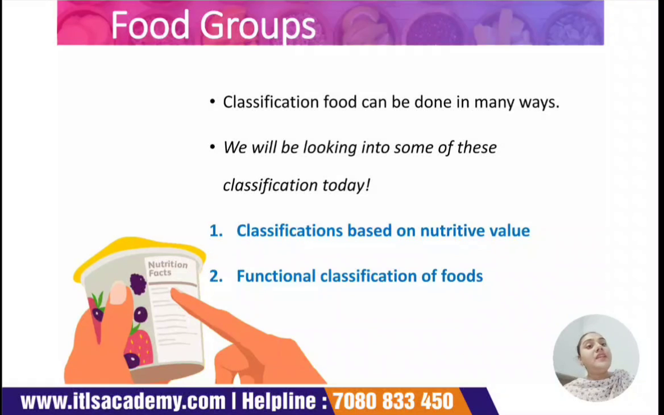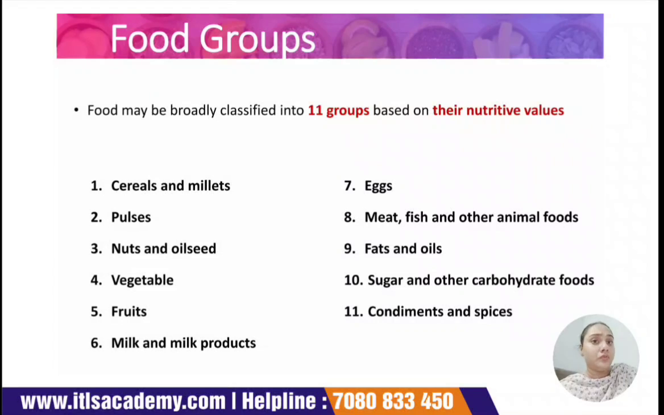Nutrient value is very important for a consumer to see what he is consuming, because after COVID people have become very aware. Not only after COVID, nowadays people are very conscious about their health, and they want to know what they are consuming. So on this basis, food groups are classified in two ways: classification based on the nutrient value, and the functional classification of food. Now what is a food group?